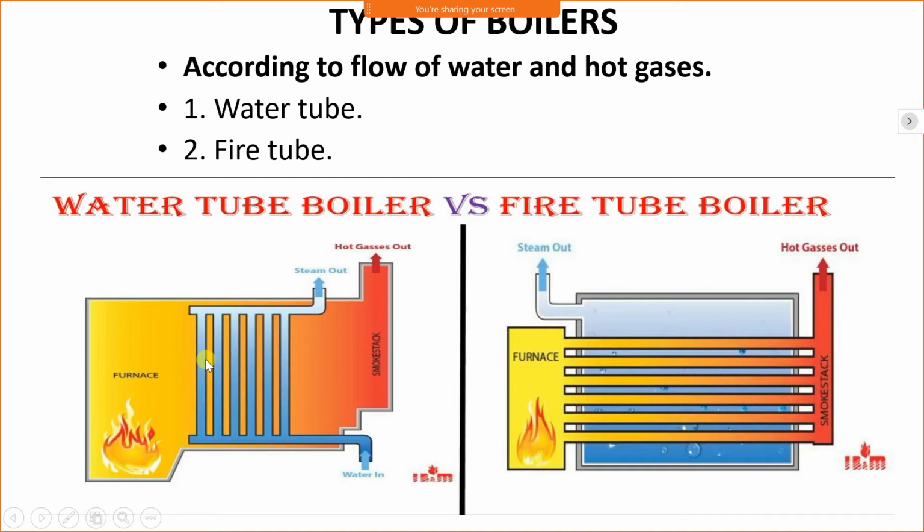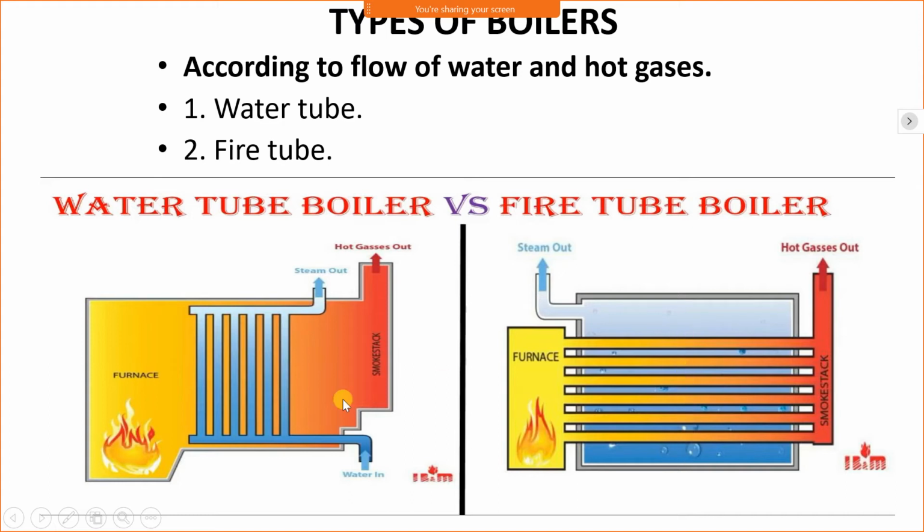You can see in the water tube boiler, water flows through the tubes, and the water tubes are surrounded by the flue gases. Flue gases means the combustible gases. When the fuel burns, it produces a gas, and that gas is called a flue gas or combustible gas. Water flows through the tubes, and the tubes are surrounded by flue gas. It's called a water tube boiler. In the fire tube boiler, flue gases flow through the tube and it is surrounded by water. That is called a fire tube boiler.